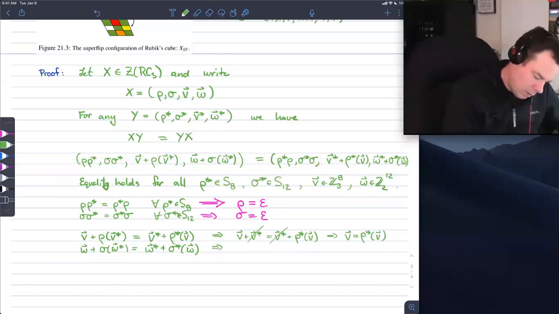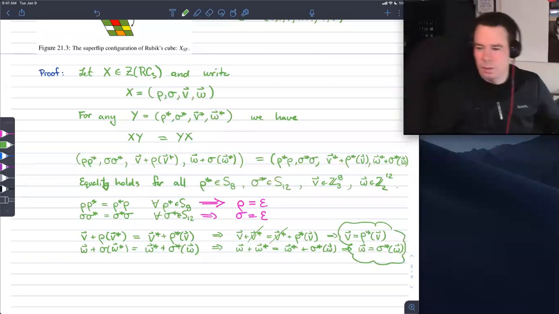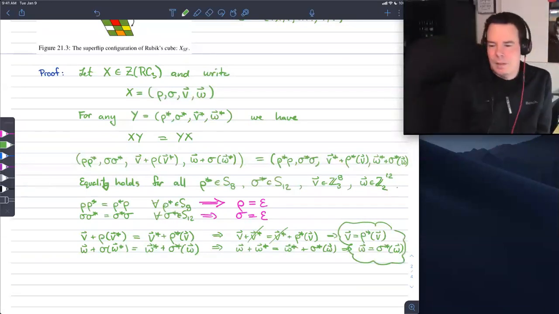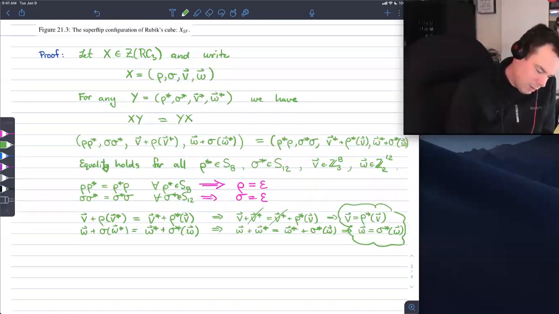And similarly, I get W plus W star is equal to W star plus sigma star of W, which is telling me that W is equal to sigma star of W. And these are the big things to keep in mind, because what do these tell us?